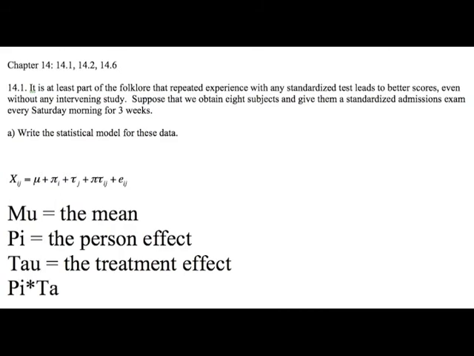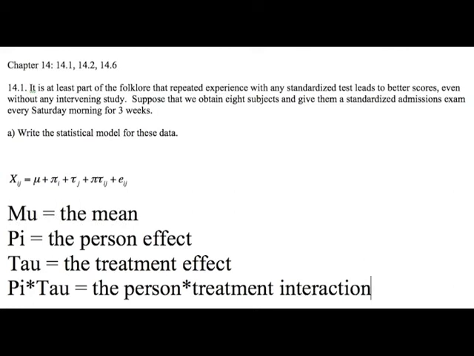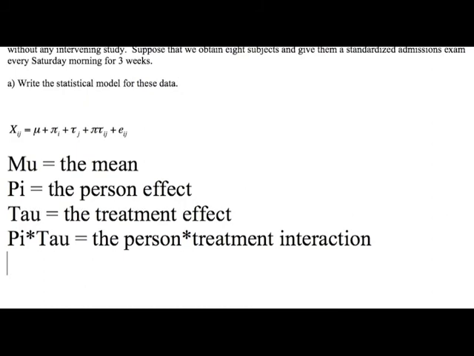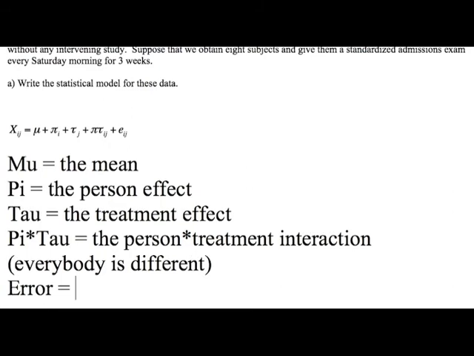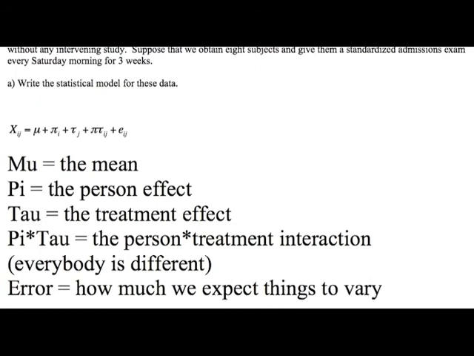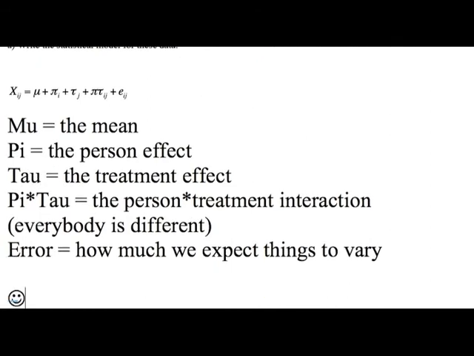So the fact that you've done test 1, test 2, test 3. Then we have the pi by tau interaction, meaning that each person might react to the treatment differently. So we don't expect necessarily everyone to react to the first, second, and third tests in the same way. All of their lines might not be parallel. And finally, we have error, which is the average amount we expect people to vary across the 3 tests in general. And that is our statistical model.